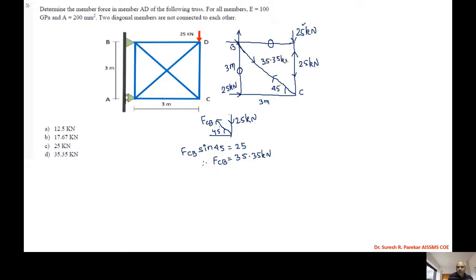Now as we have the x component of this 35.35 at C, it will be towards the right. And as it is 45 degrees, these two components should be the same, so automatically I will get this as 25 kilonewtons. Now we will go for the K forces.